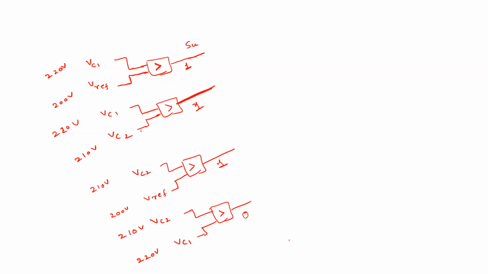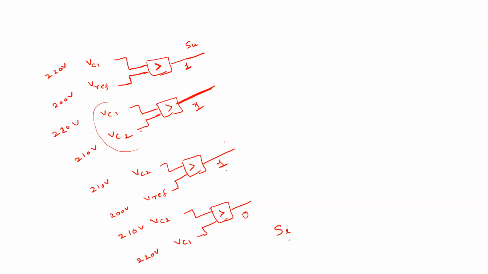What is the appropriate switch? We need to turn on the upper switch or the lower switch. Which one do we need to turn on? So how do we match these conditions? If we assume that this is not there, then VC1 is greater than V reference, and VC2 is greater than V reference, right?